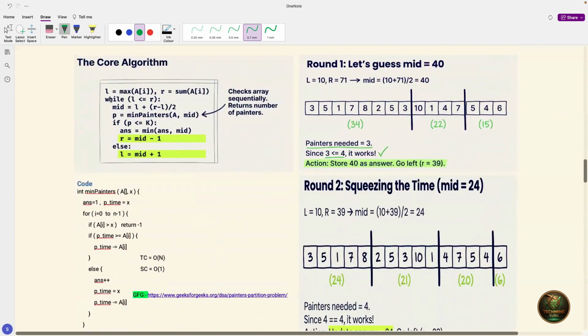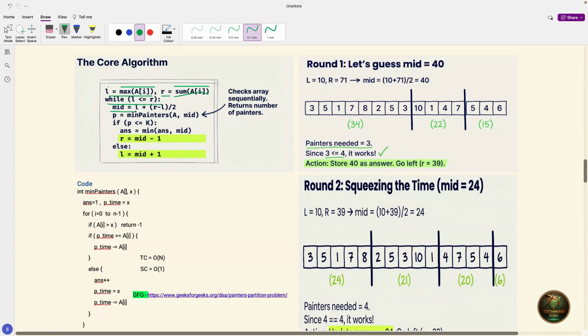So the core algorithm says that our search space is between the maximum time needed to paint the longest board, which is L = max of a[i], and R will be the total time which can be needed if there is one painter. That will be given as sum of a[i], and that we will consider as R. So our search space is from max of a[i] to sum of a[i]. So we run a loop from L to R.